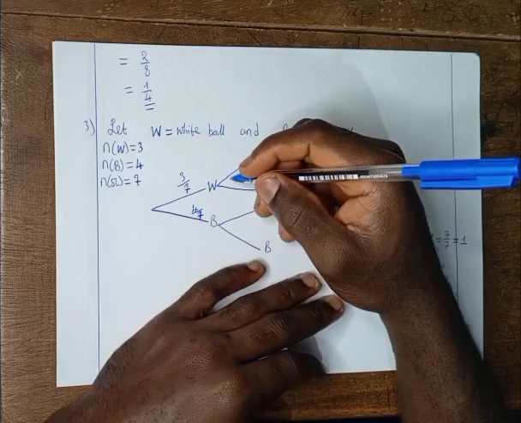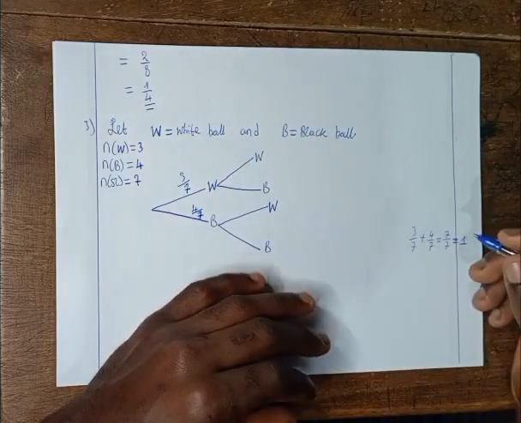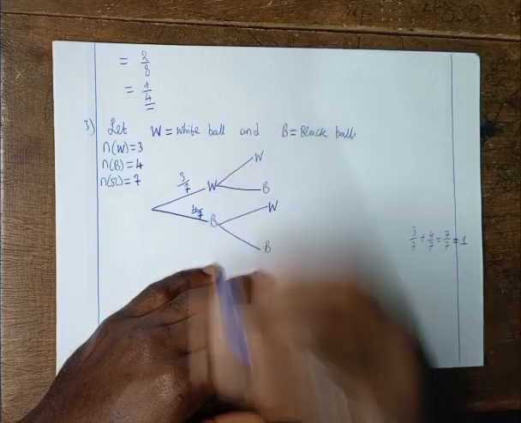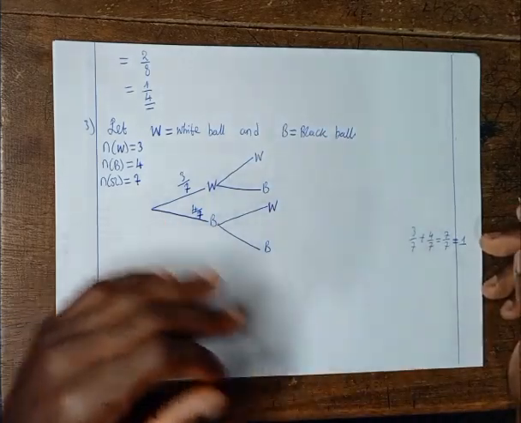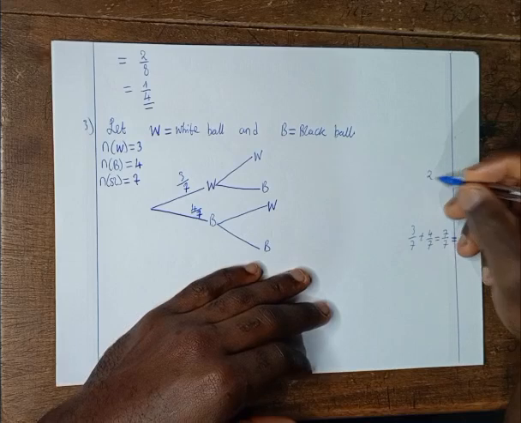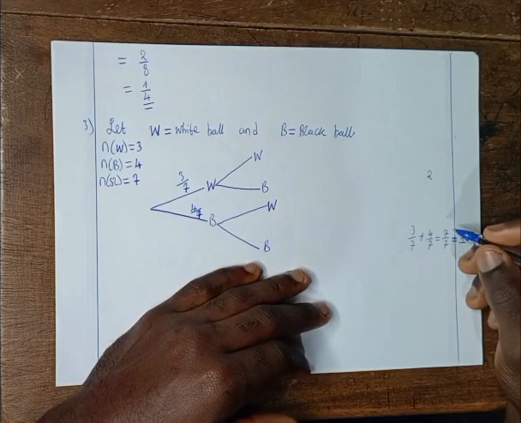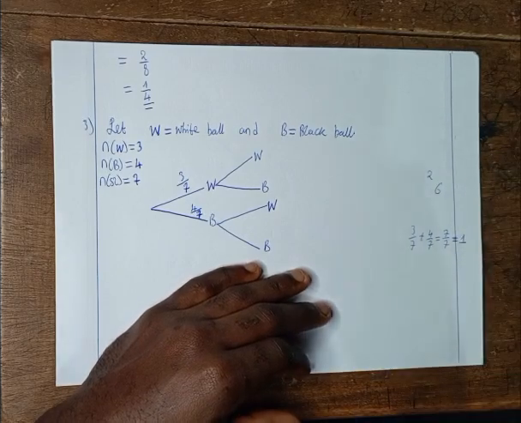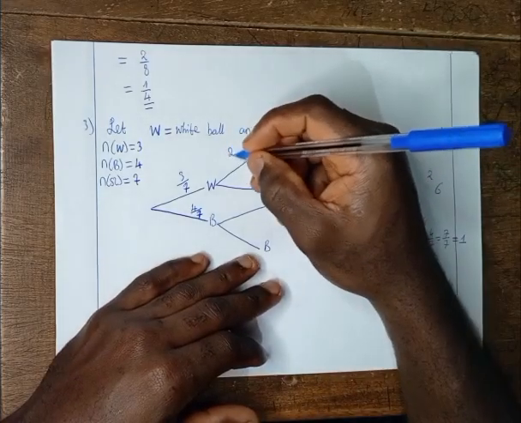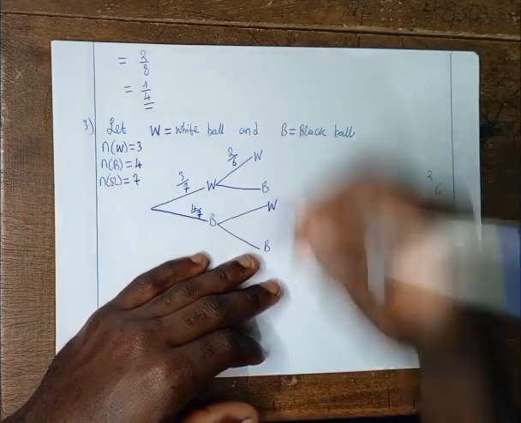Now, if that ball which is kept in an empty bag is a white ball, here we have white since the first ball is white, the number of white balls will reduce now to 2. There will be 2 white balls, and the total number of balls in that bag will be 6. So the probability now of getting a white ball will simply be 2 over 6.